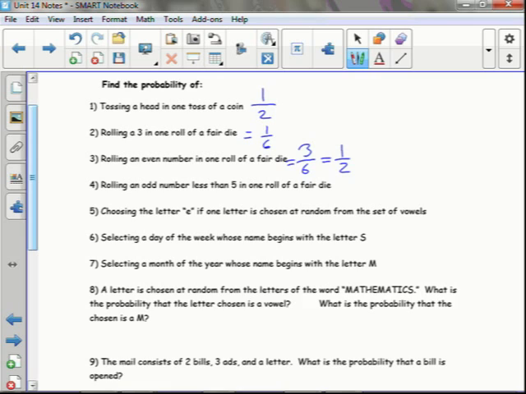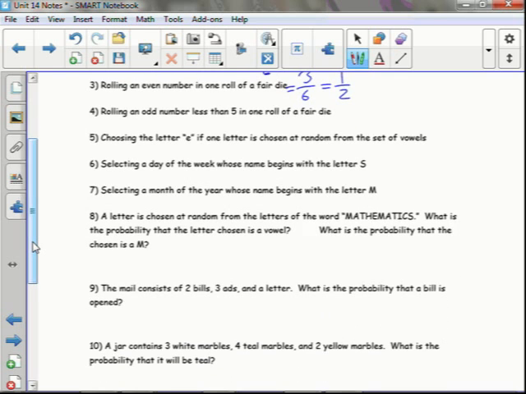Moving along, let's just pick a few of these. Let's do number 6. Selecting a day of the week whose name begins with the letter S. Well, we've got Monday, Tuesday, Wednesday, Thursday, Friday, Saturday, and Sunday. 2 of them begin with S. There's 7 days in the week, so the probability is 2 out of 7.